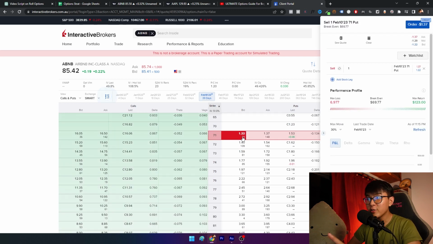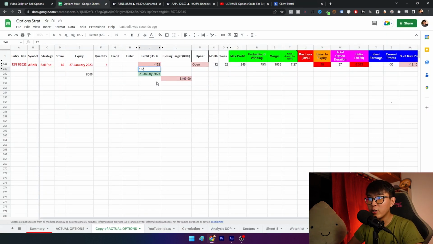In a case where I sold a put option with a strike price of $71, I'll probably be earning about $122. If I put a credit here of $122, that means I would still have a net loss of $30. And in this case, this is not that ideal, because when you want to roll your options, you want to make sure you're at least profitable, or at least don't lose so much money. I'll show you an example where you might lose a lot more money.